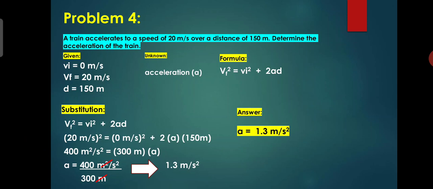Bakit naging meter squared yun? Kasi naka-squared po yung ating final velocity. So, pag naka-squared yun, i-square natin, hindi lang yung number, kundi pati yung unit. Kaya naging meter squared yan. Divided by second squared is equal to 300 meter times A. So, ang gagawin is i-divide both sides by 300 meters. Why? Para ma-cancel out yung 300 meters sa side ng A at ang matira na lang doon is the acceleration. So, you have acceleration is equal to 400 meters squared, second squared, divided by 300 meters, cancel meter, may isa pang meter na natira, so the answer is 1.3 meter per second squared. So that is the acceleration of the train, 1.3 meter per second squared.